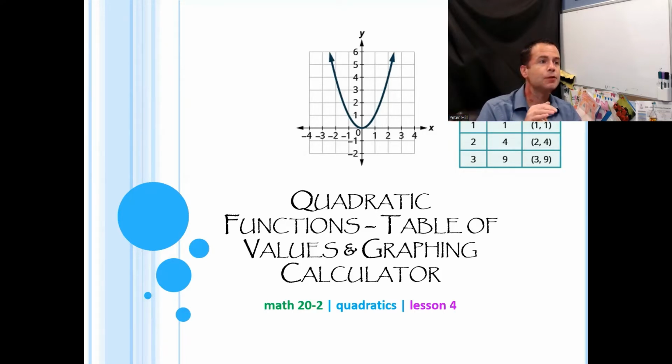Okay. So what we're going to do today is look at quadratic equations when we don't actually have the full equation, or when we have a more complicated equation. So we're going to look at how to read information off of tables and how to get some of that information off our graphing calculator as well if it gets too messy.